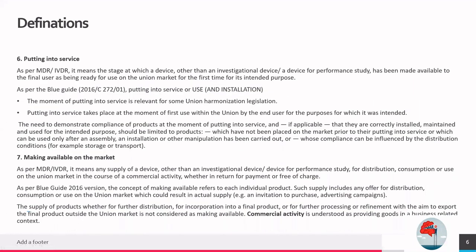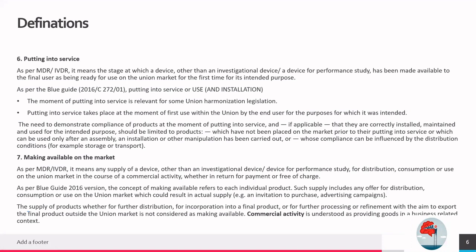Putting into service. This is very important. Listen carefully. Okay, as per MDR and IVDR, it means the stage at which a device other than an investigational device, or a device for performance study, has been made. So why have I kept slashes? If it is IVDR, we don't say investigational device. Any device which is under clinical trial, in MDR we say investigational, in IVDR context we say performance study. Both mean clinical trial, and they are undergoing clinical trial.